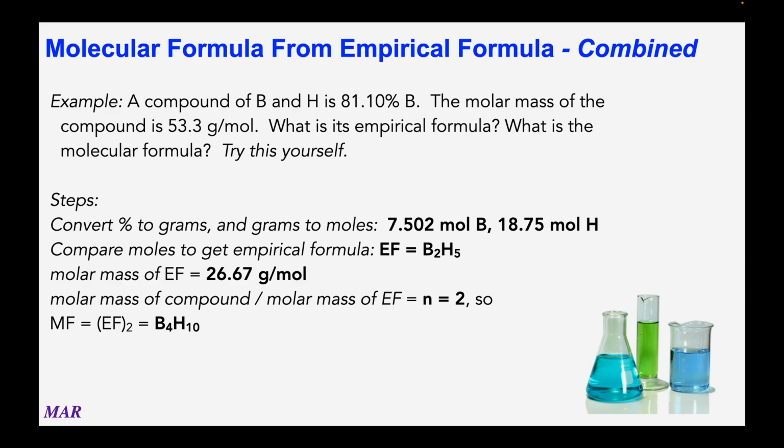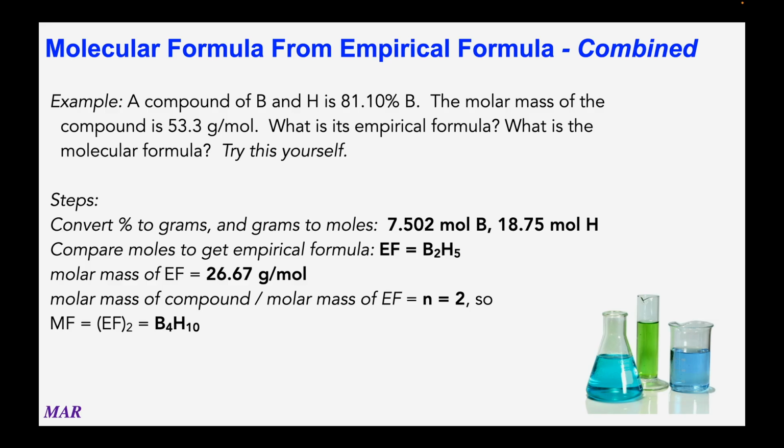I only have whole numbers. So if you multiply them both by 2, the empirical formula is B2H5. That's the empirical formula, the smallest whole number ratio. Now, the next thing you need is the molar mass of the empirical formula. So 2 borons and 5 hydrogens gives you a molar mass of 26.67.